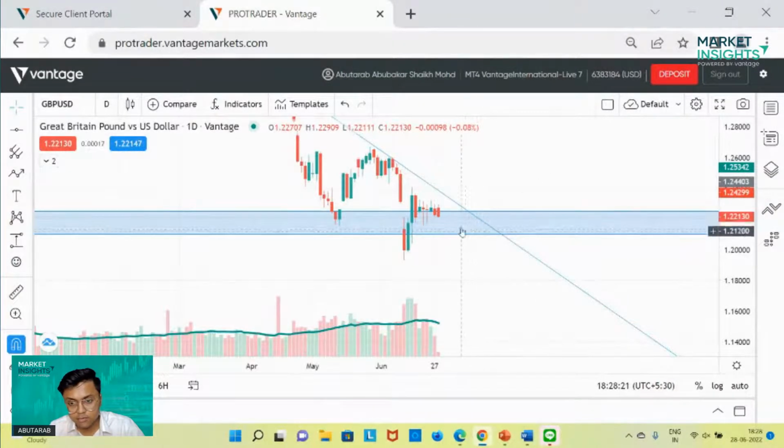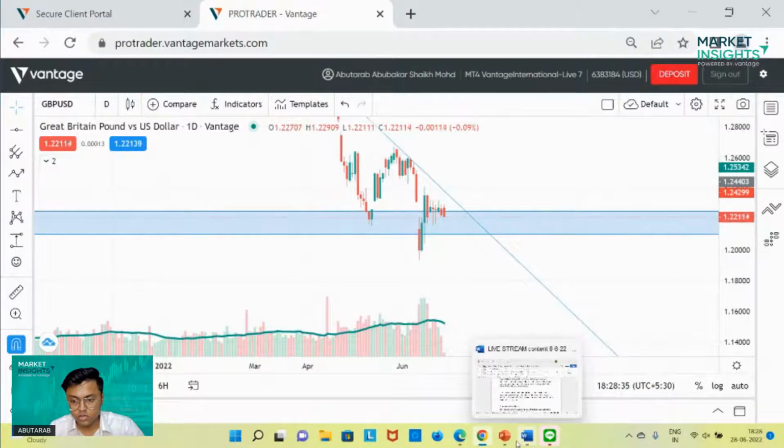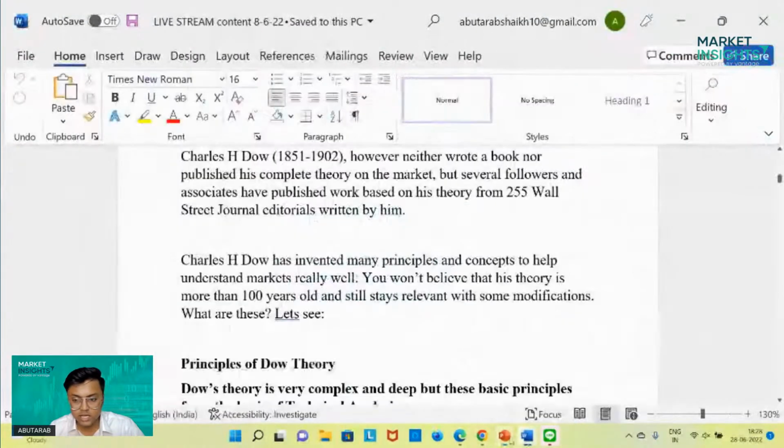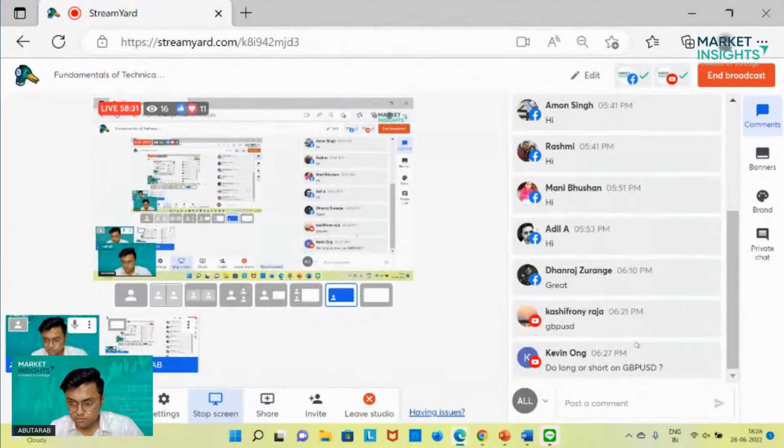And if bearish momentum continues and it falls down from this last line, we can short, obviously, right? Because it is currently at a support zone, at a demand zone. So I've taught you more than just Dow theory today, I suppose, and you can do long or short on GBP/USD.